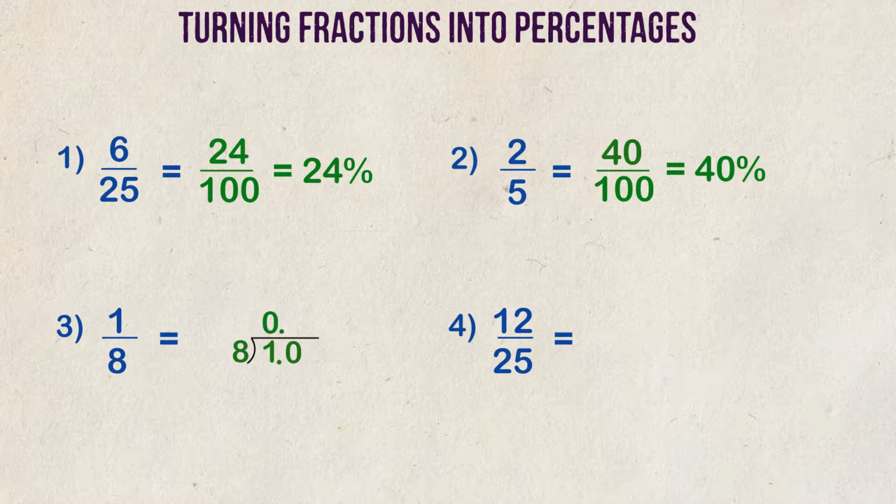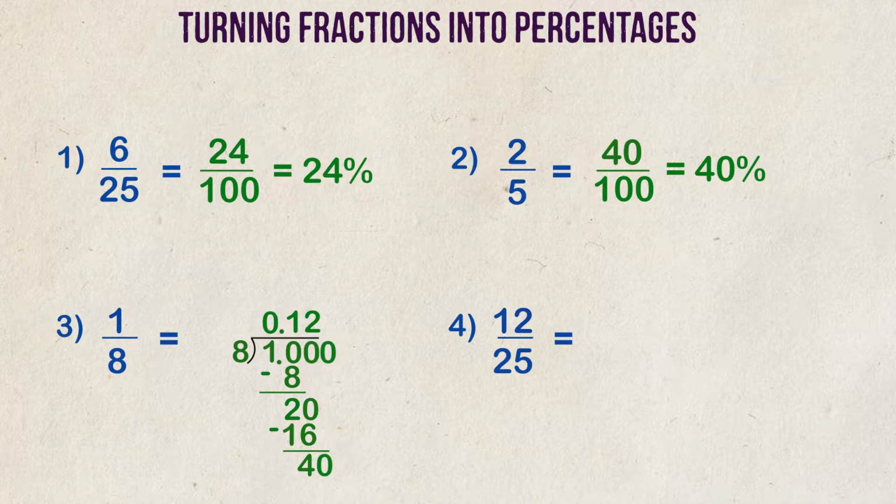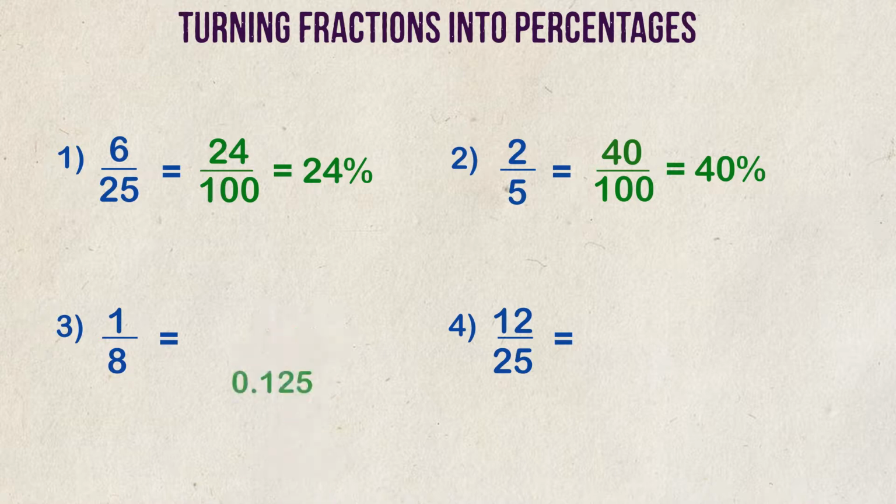We add a 0 after the 1, and now we can see that 8 goes into 10 one time. 8 times 1 is 8. We subtract 8 from 10 and have a remainder of 2. We add another 0 at the end and bring it down. 8 goes into 20 a total of 2 times. 2 times 8 is 16, which leaves us a remainder of 4. We add one more 0. 8 goes into 40 a total of 5 times. 8 times 5 is 40. And we finally have a remainder of 0. Our final answer is 0.125.